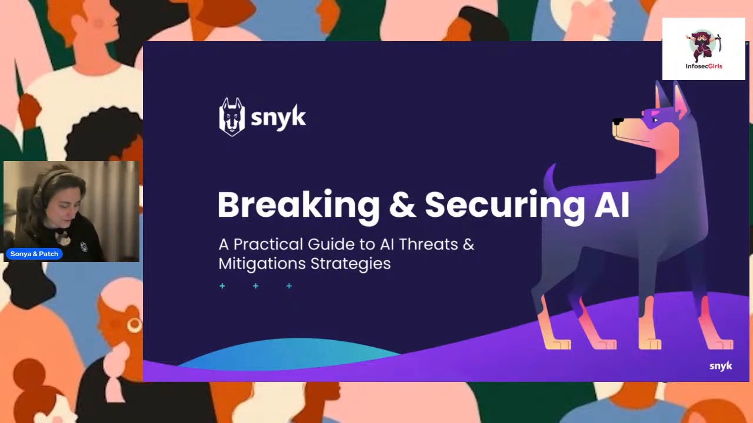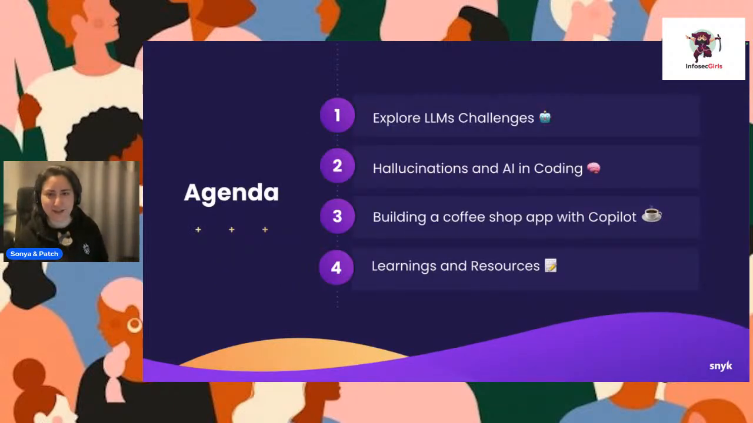So, today we do have a quite packed agenda. First of all, we're going to have a look at the LLM challenges, and I'm going to go over the OWASP Top 10 for LLM applications. We're going to talk about hallucinations and AI in coding. We're also going to try and hack by building a coffee shop app using GitHub Copilot and Snyk Code, and then we'll close with some learnings and resources.